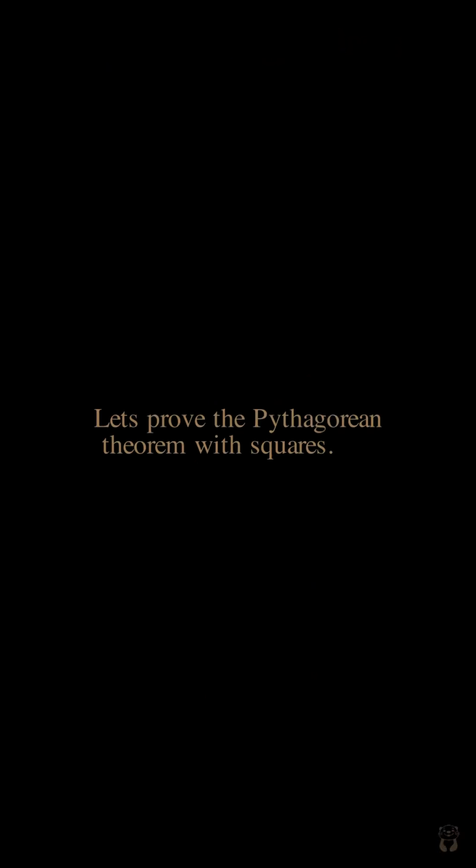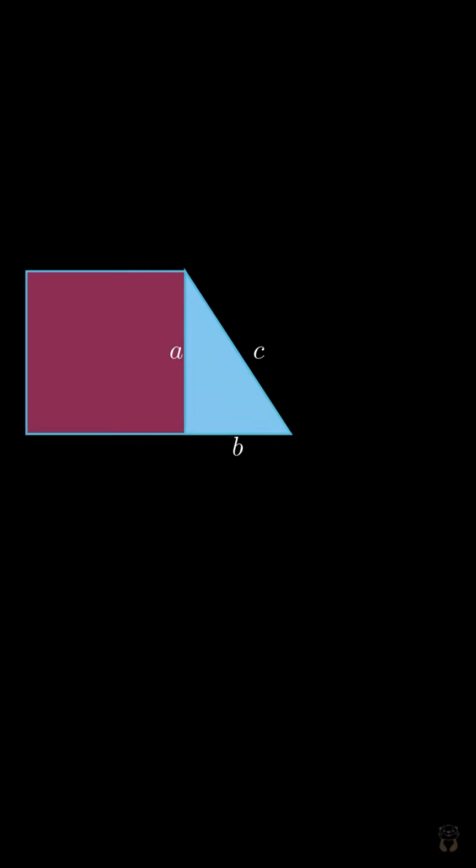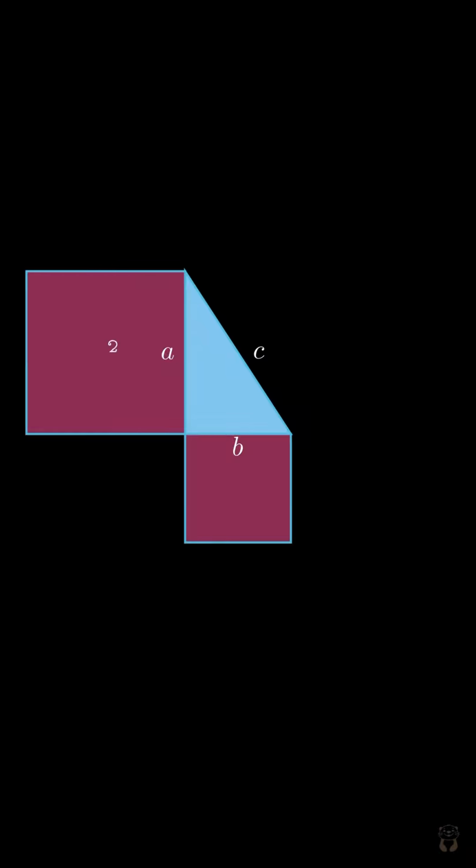How can we prove this? Let's use a visual method with squares. Let's start with our right triangle and label its sides A, B, and C. Now we draw squares on each leg of the triangle. The square on side A has area a squared. The square on side B has area b squared. Let's label these areas as a squared and b squared.